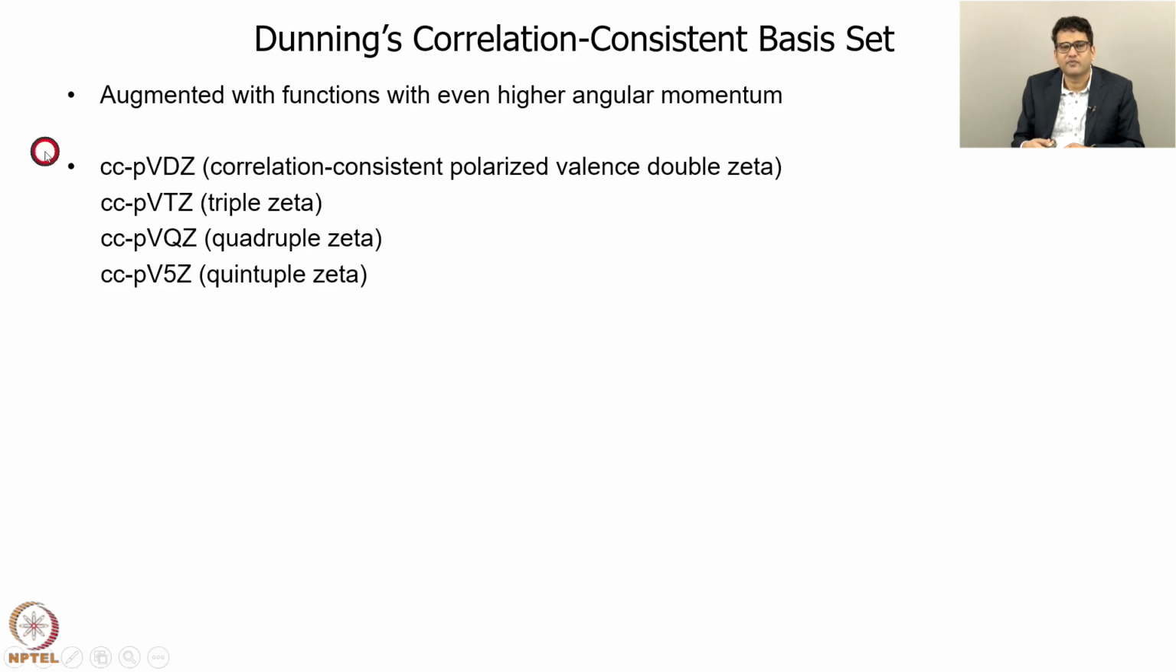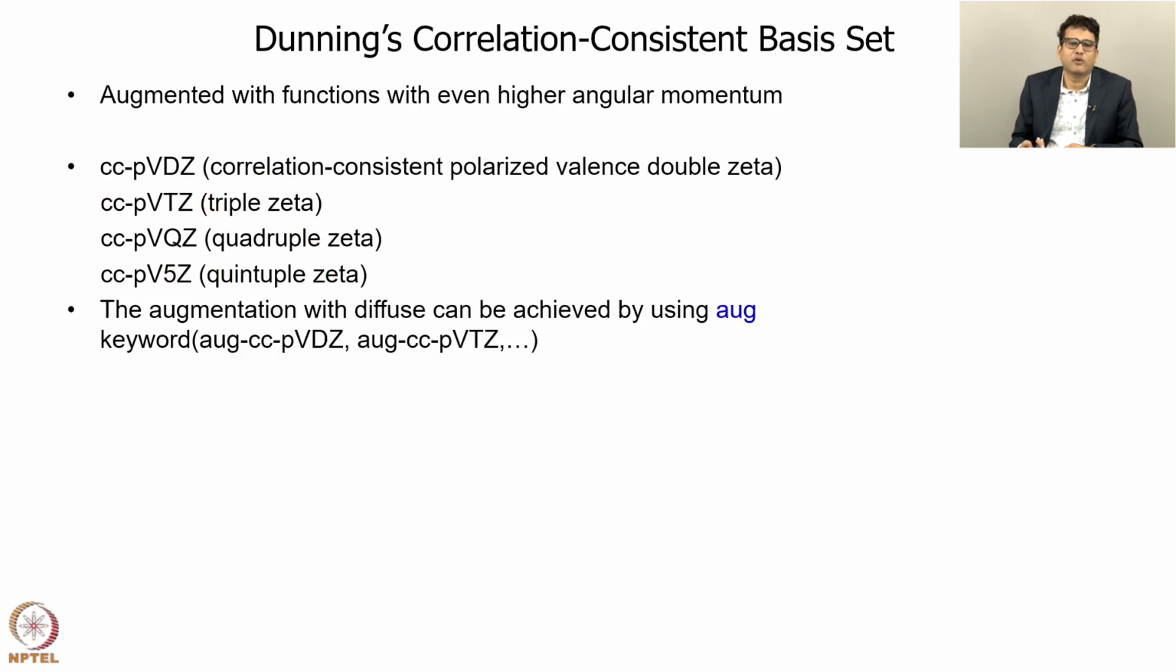This is a convention. So, the cc is small, this is correlation consistent. P is also small, that is called polarization, V is valence, double zeta. So, that means it is a correlation consistent basis set, it has polarization function and valence orbital has 2 zeta functions. Similarly, this is cc-pVTZ, cc-pVQZ, pV5Z, in some of the cases it has up to 6Z also. Now, these are the normal basis sets.